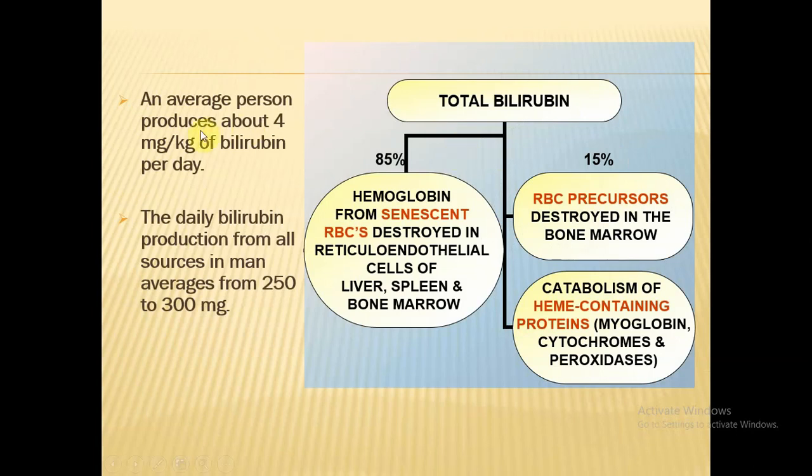So an average person produces about 4 milligrams per kg of bilirubin per day. The daily bilirubin production from all sources in man averages around 250 to 300 milligrams.